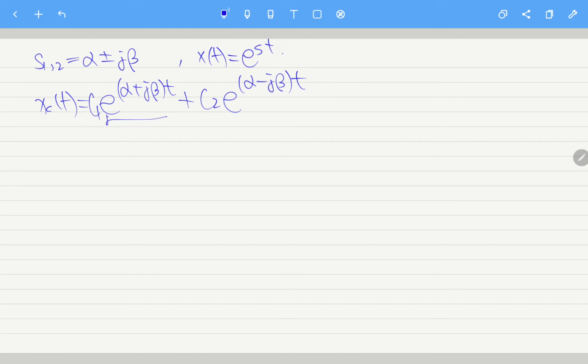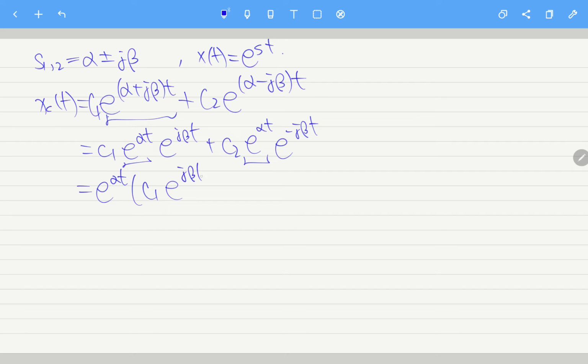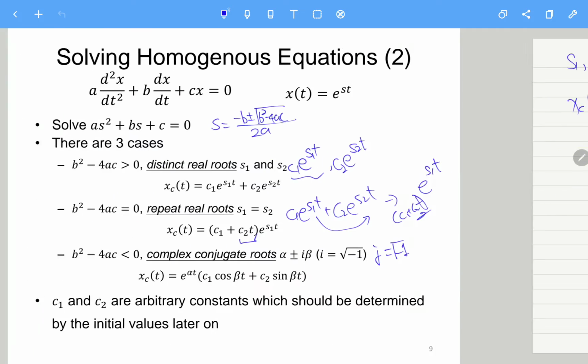Okay, so for an exponential function with a plus sign, we can just regard it as exponential to alpha t, exponential to j beta t, and then plus c2 exponential to alpha t, exponential to negative j beta t. Here we can see the common factor exponential to alpha t, so we can just factor it out. So exponential to alpha t, c1 exponential to j beta t, plus c2 exponential to negative j beta t, like this. So at least we got this term here.